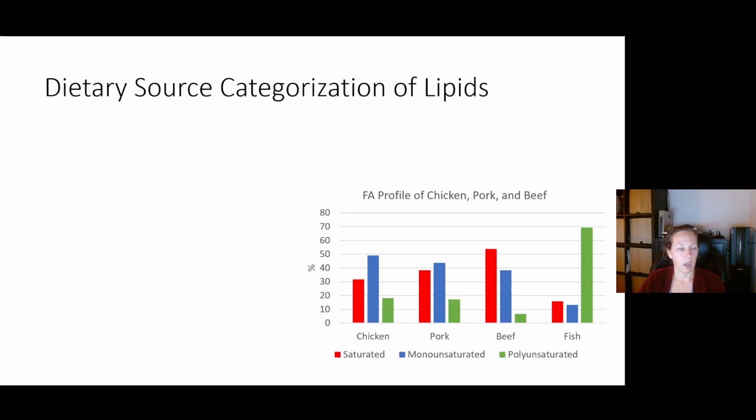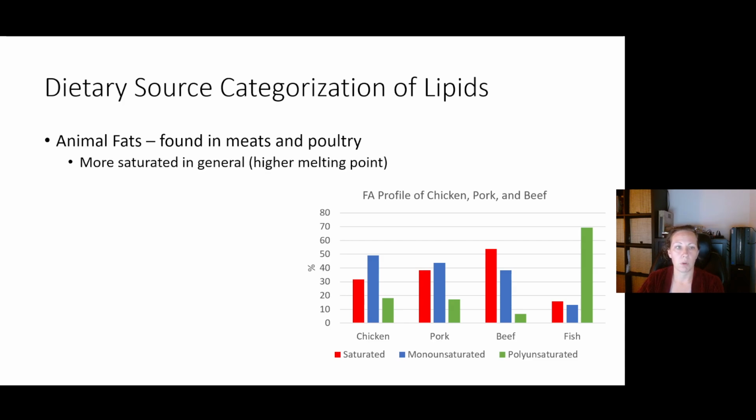Okay, so now the sixth one is animal fats. And that one's pretty obvious, right? They're going to be found in animals. Animal fats tend to be more saturated in general, therefore have a higher melting point, and are fats at room temperature.